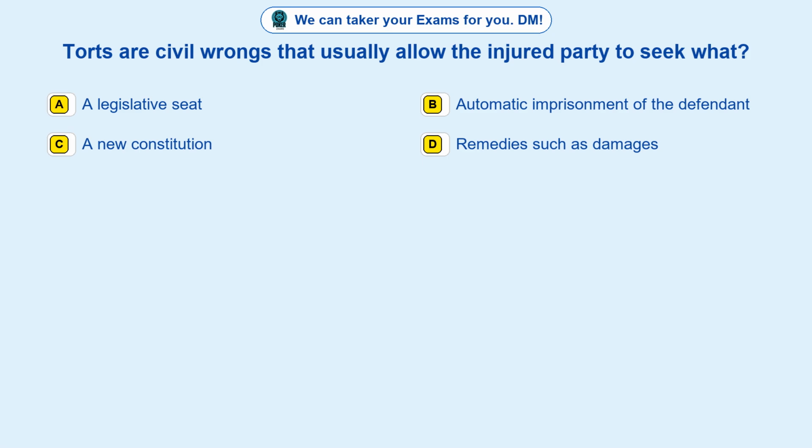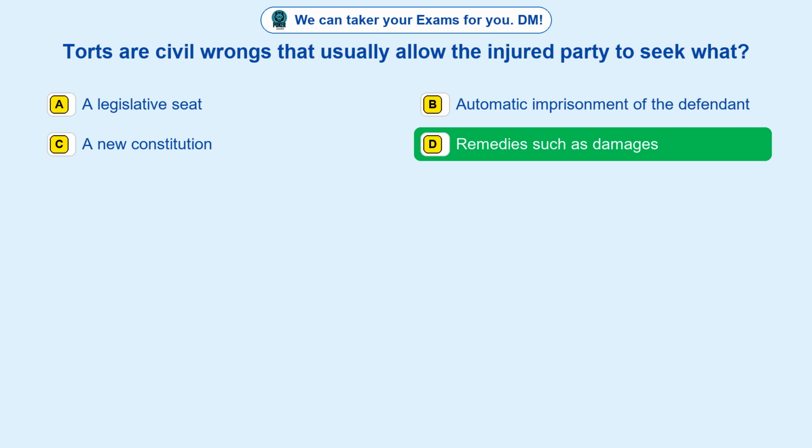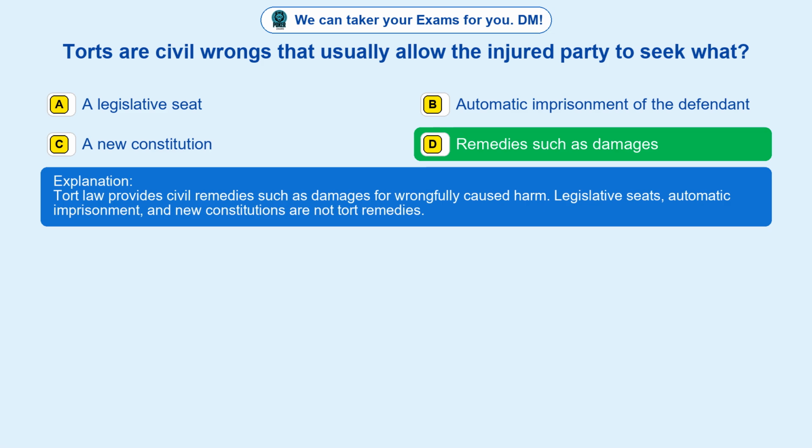Question 46. Torts are civil wrongs that usually allow the injured party to seek what? Option A. A legislative seat. Option B. Automatic imprisonment of the defendant. Option C. A new constitution. Option D. Remedies such as damages. The correct answer is option D. Remedies such as damages. Tort law provides civil remedies such as damages for wrongfully caused harm. Legislative seats, automatic imprisonment, and new constitutions are not tort remedies.